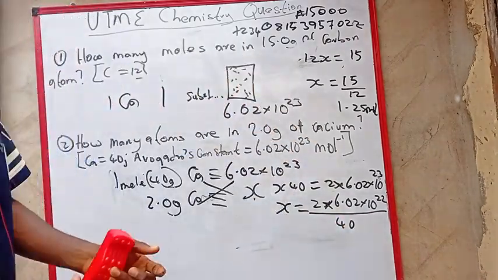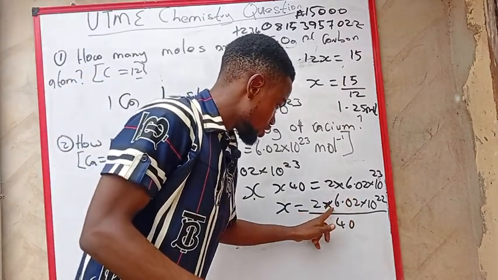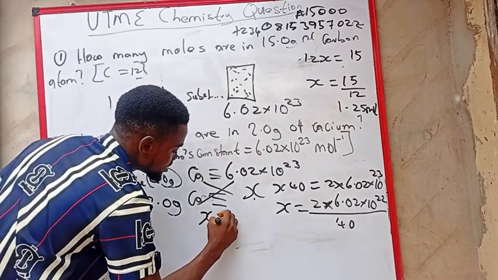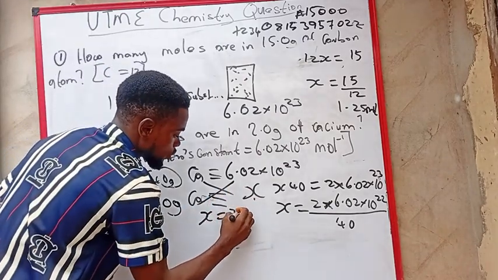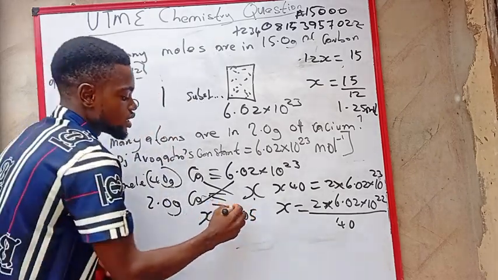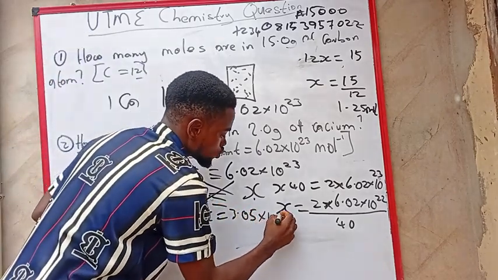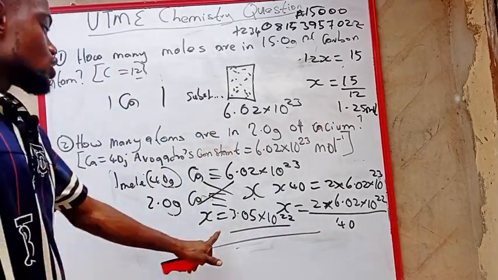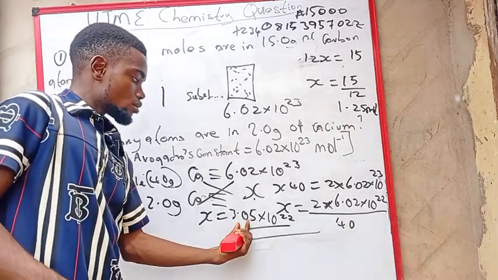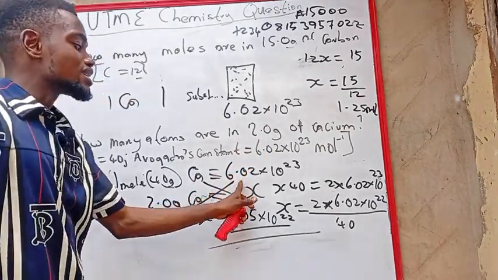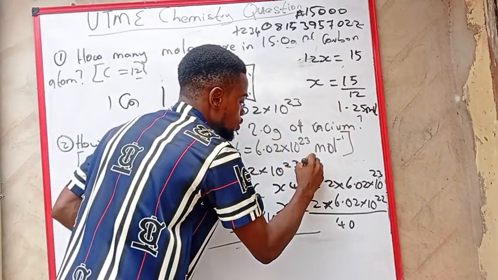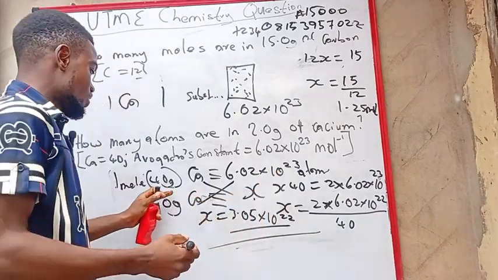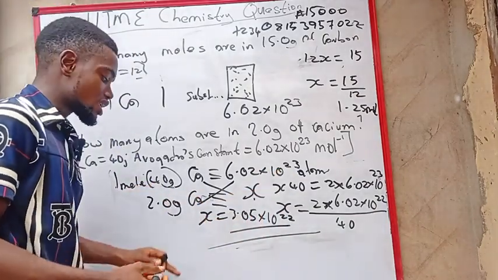Now when you work this out, 2 times this gives us 12 something, and divided by 40, it should result that x is equal to 3.01 times 10 raised to power 22. Please check very well. This is the final answer, and that is the number of atoms we are going to find there. You can call it atoms or molecules, depending on what the question calls it. So these atoms are found in 2.0 gram of calcium.